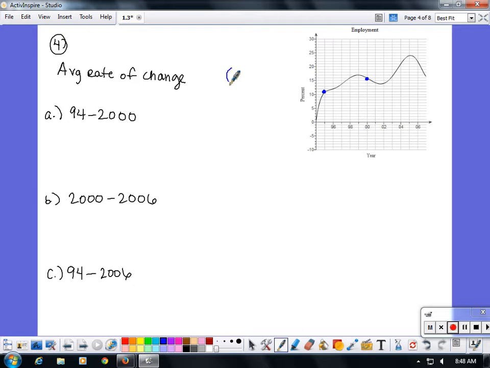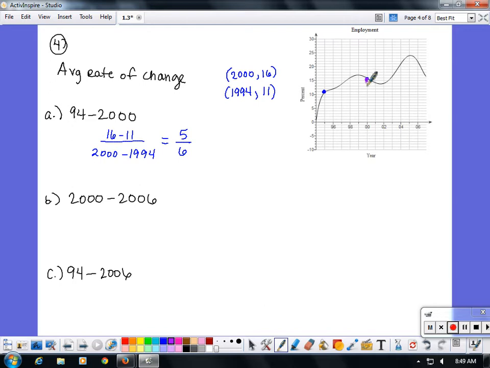Let's do, your x coordinate is 2000. Your y coordinate is 16. And on your other one, your x coordinate is 94. Your y coordinate is 11. So it's y2 minus y1 over x2 minus x1. 5 over 6. 2000 to 2006.